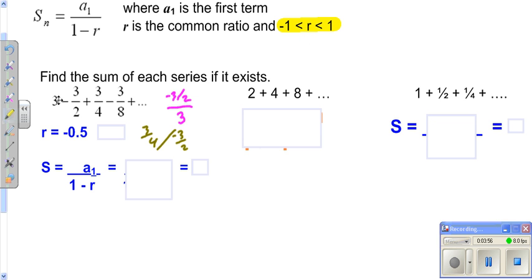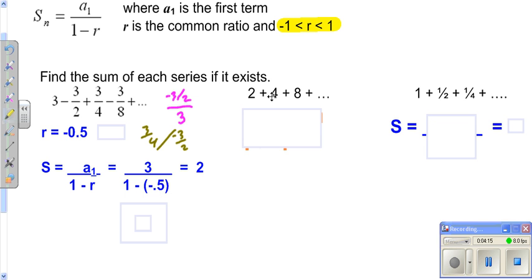So we're going to take our first term then for our formula, plug it in, over 1 minus our r, which is -1/2. And then we're going to take the top, divide it by, and then put the whole bottom in parentheses. We end up with 2.